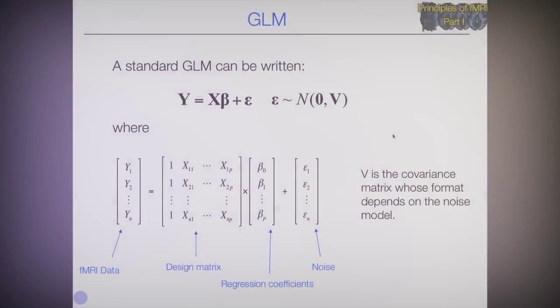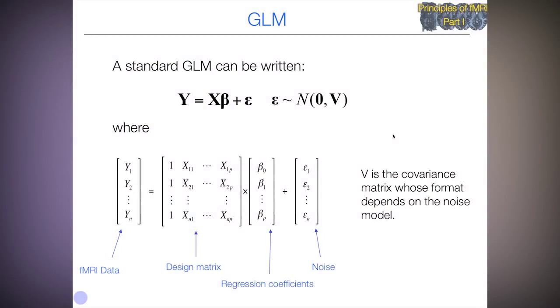Hi, in this module we're going to be talking about noise models that can be included in the GLM. So again, to recap, a standard GLM is written in the following format. We have Y, which is the fMRI data, X, which is the design matrix, beta, which is the regression coefficients, and epsilon, which is the noise.